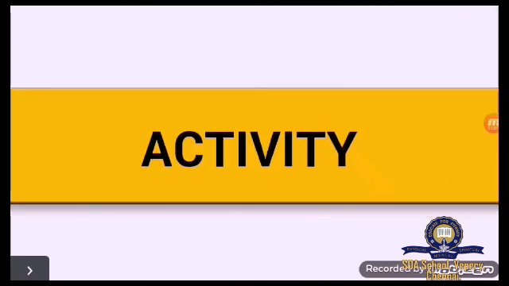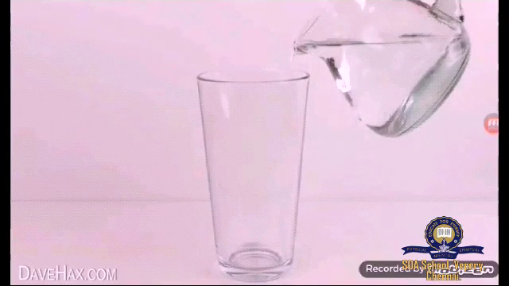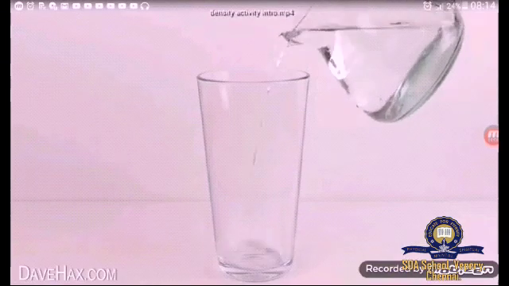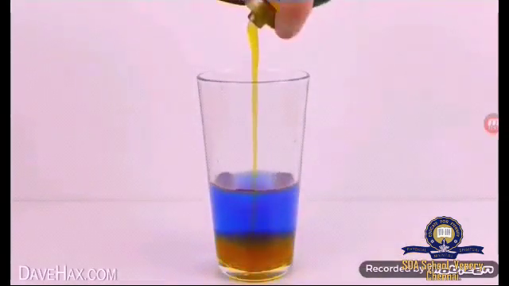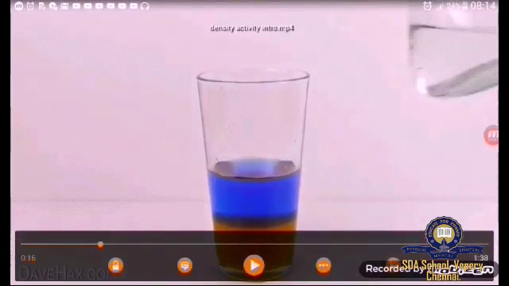Shall we move on to the activity to begin our learning? We will see an interesting activity to start our learning. First of all, we have to take a glass and pour some water, add some color into it to differentiate, right? Then we are adding the syrup. What you are observing, the syrup is going into the bottom. Why? It's because the density of the syrup is greater than the water. That's why it's going into the bottom.